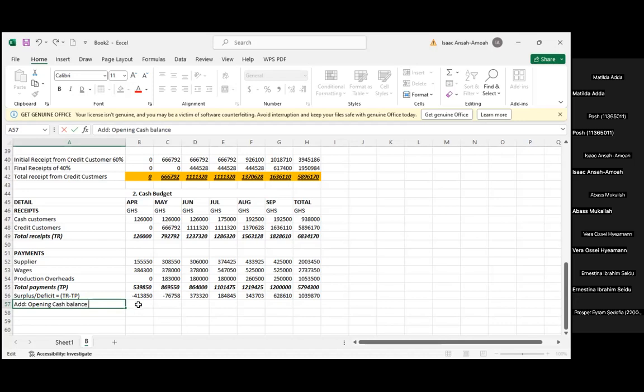We'd have to add opening cash balance. Since the business has been in operation for March, there's supposed to be a certain opening cash balance here. But because you don't do it, it's a zero, right? If you add your opening cash balance to whatever balance that you have here, it becomes your closing cash balance. Your closing cash balance of a certain period becomes your opening cash balance for the next period.